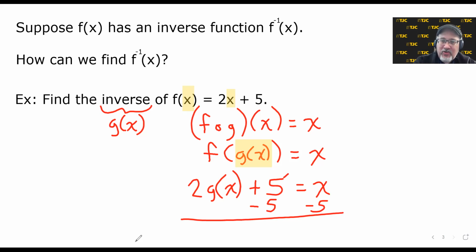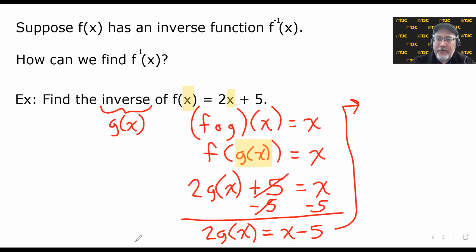That would cancel the 5s on the left and leave 2 times g of x is equal to, and on the right side of the equal sign, we have x minus 5, which we can't complete because we don't know what x equals. So all we can do is write x minus 5. Let's move this up here for a second. We have 2 times g of x is equal to x minus 5.